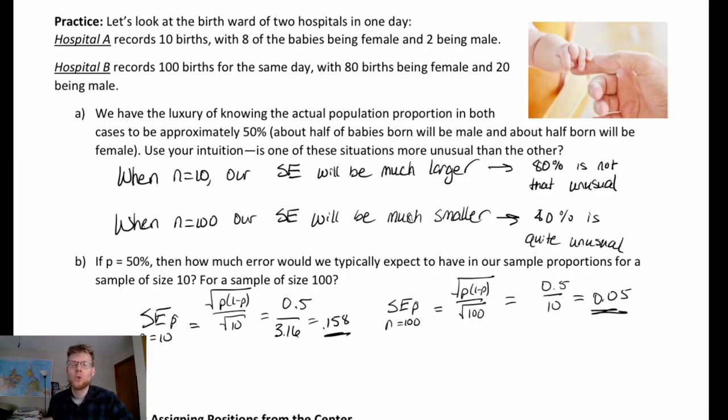That's like 15% away. But what about in n equals 100? That's 80% is like 5% away. That's like 6 standard errors away. So because the sample sizes are different, even though they're the same sample proportion in comparison to the same true proportion, this is much more unusual, because this is how much error I should be seeing in this context, whereas here, this is how much error I should be seeing in this context.